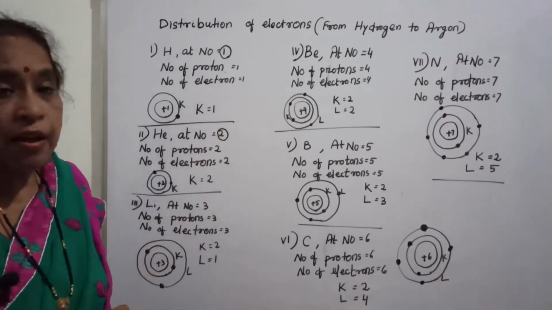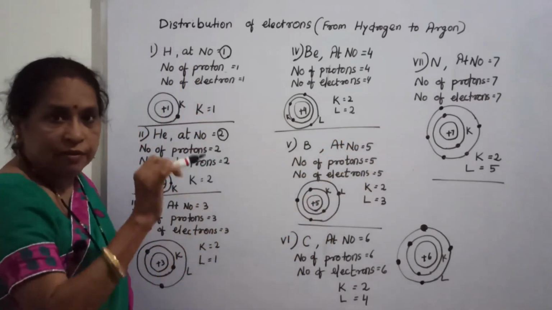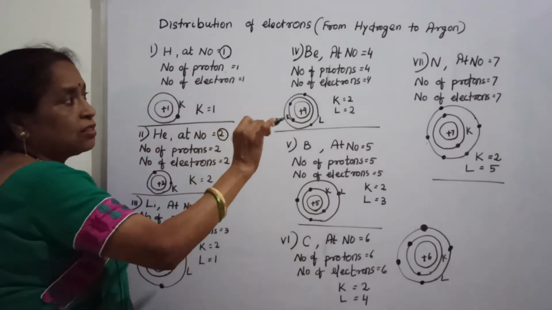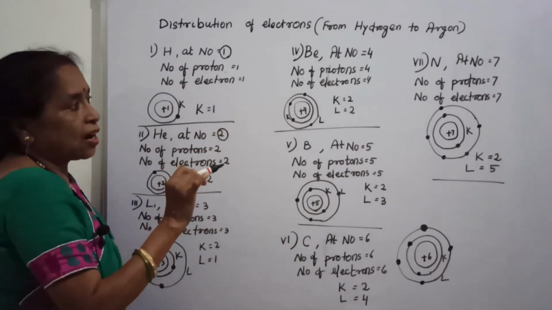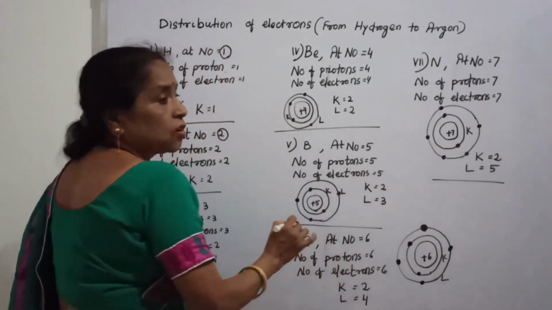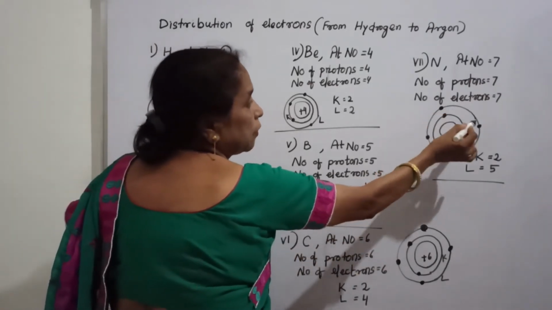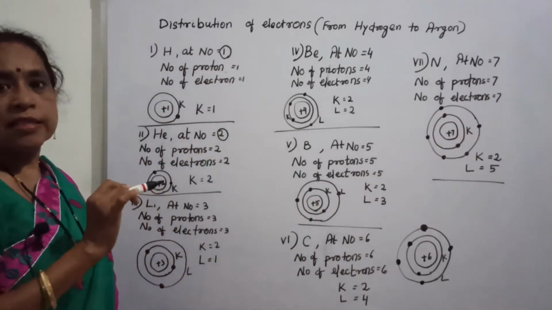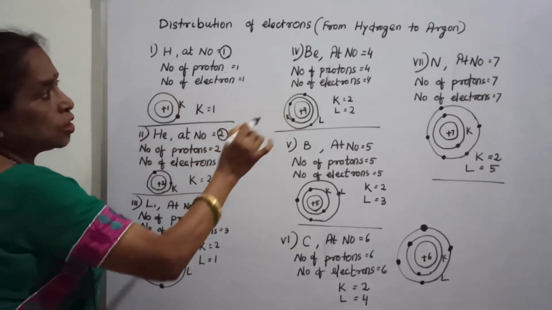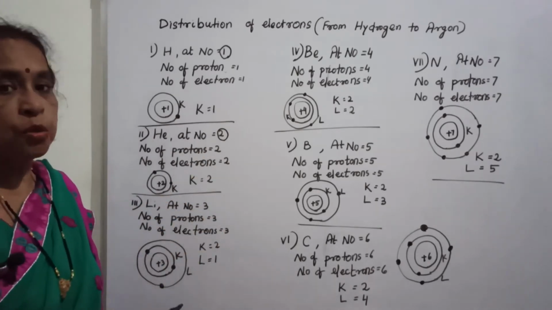Similarly, atomic number 7, nitrogen. Nitrogen number of protons 7, that is plus 7 inside the nucleus, number of electrons 7, that means the electrons are arranged in the shells according to the 2n square formula. K shell has 2 electrons and the remaining 5 electrons in L shell, 1, 2, 3, 4, 5. That means L shell has 5 electrons. This is the distribution from hydrogen to nitrogen, and after that you will see from oxygen to argon.